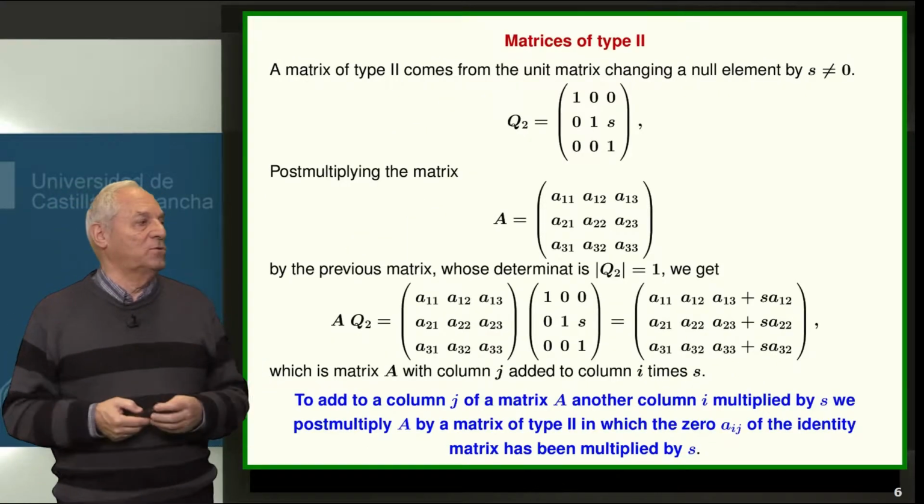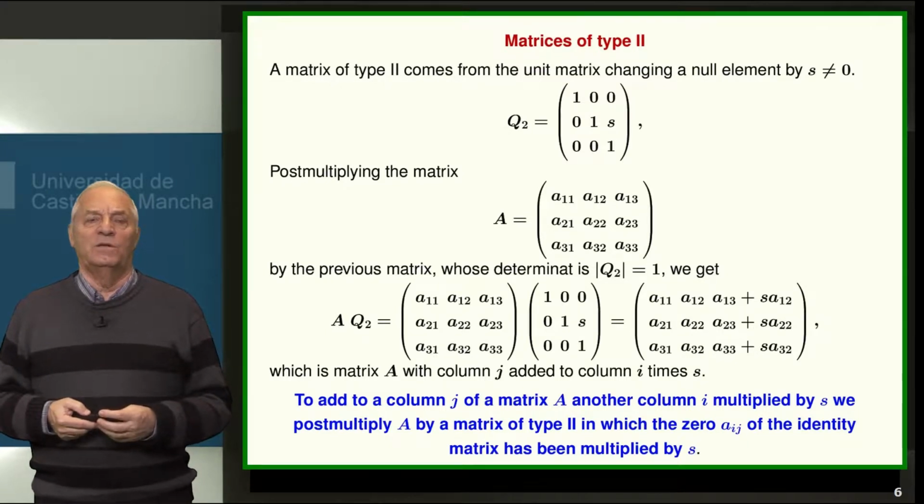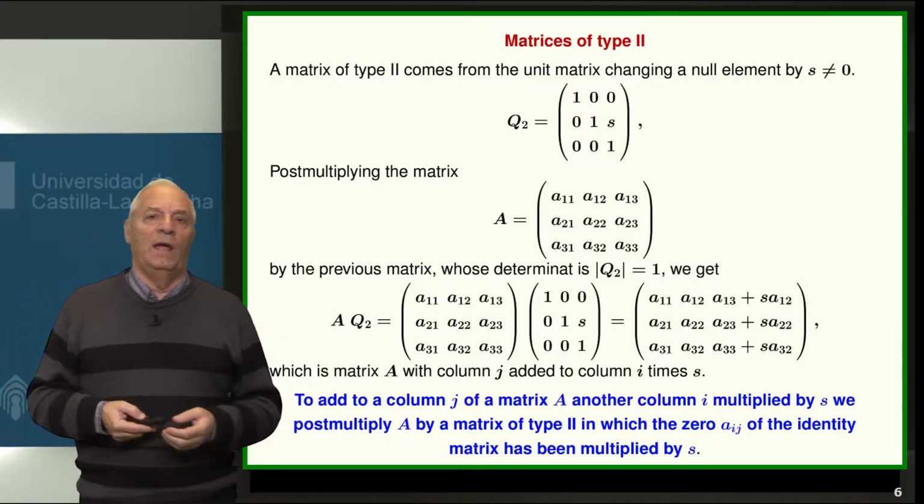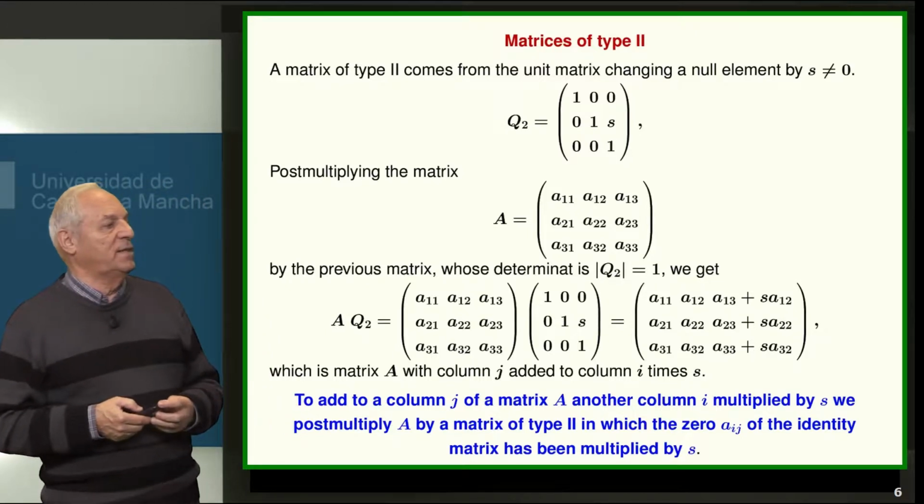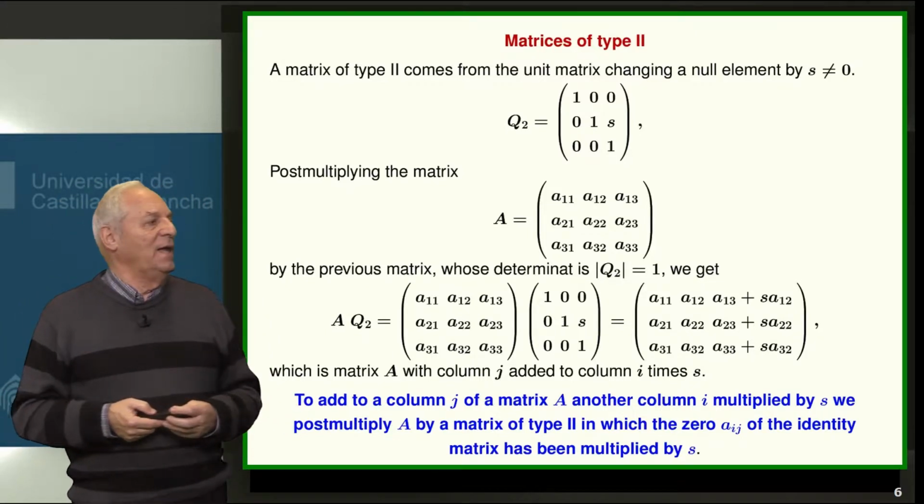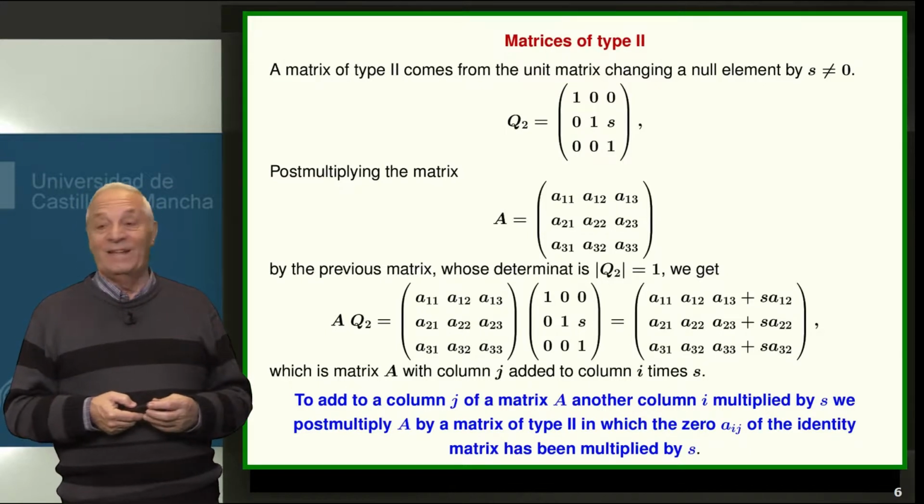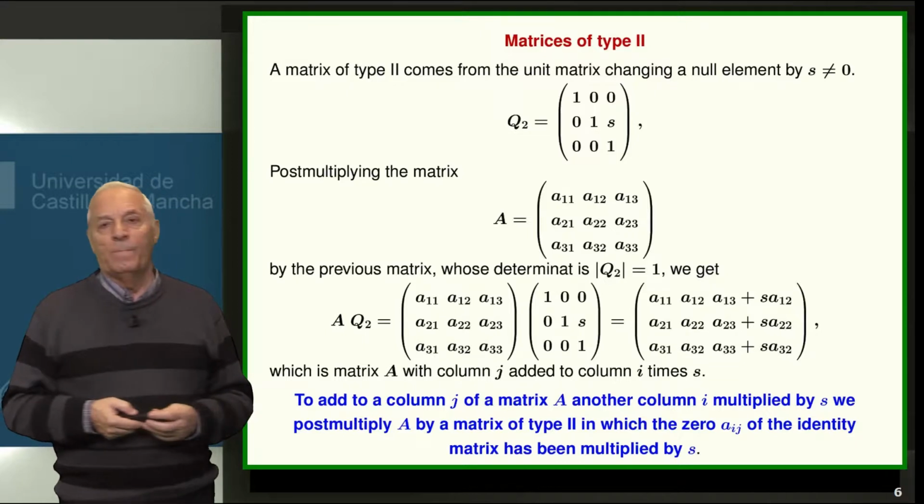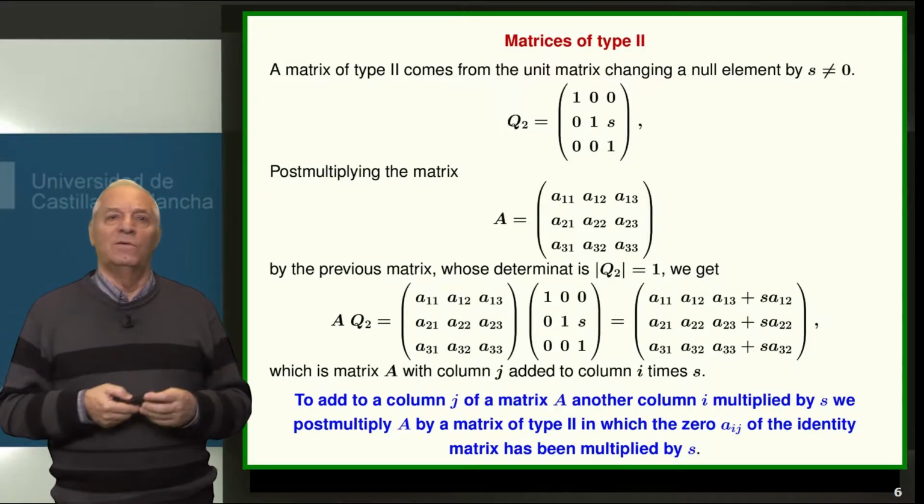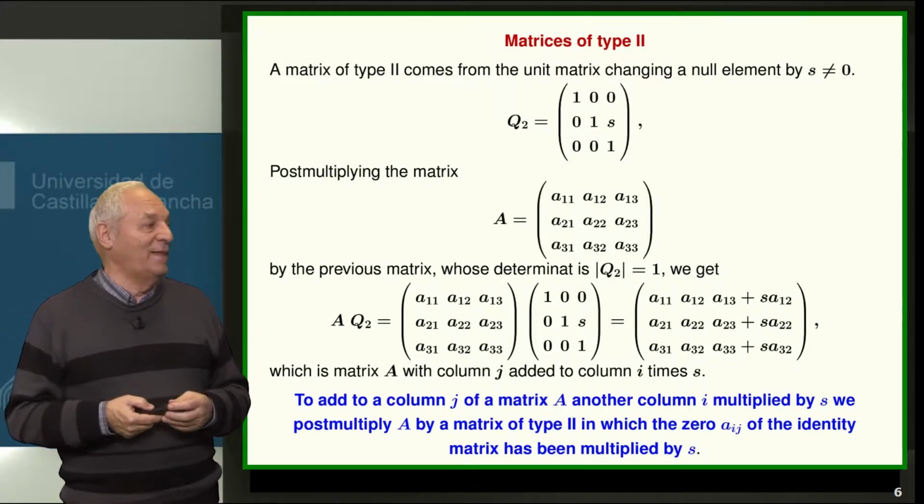Let's move on to type 2 matrices. In type 2 matrices, what is done is, instead of changing a 1 of the identity matrix, a 0 is changed. So, there you have an example, matrix Q2, in which the element in row 2 column 3, which was a 0, has been replaced by the value s.